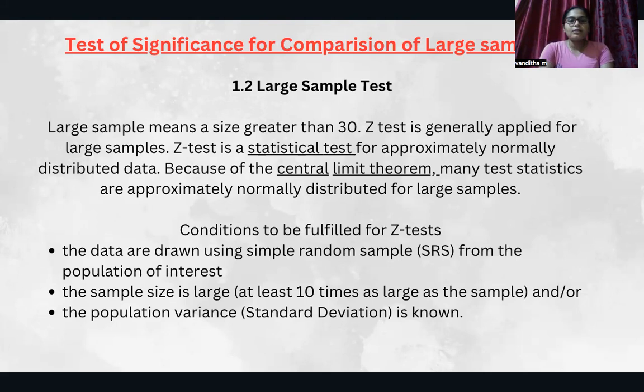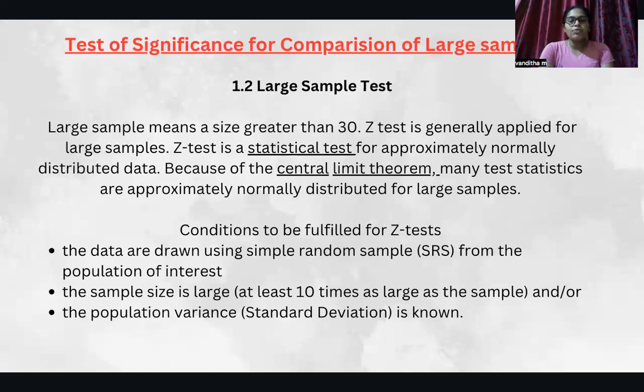First, let's discuss large sample test. Large sample means a size greater than 30. The large sample is defined for a size which is greater than 30. Z-test is generally applied for large samples. Z-test is a statistical test for approximating a normally distributed table. Because of the central limit theorem, many tests are approximately normally distributed for large samples.